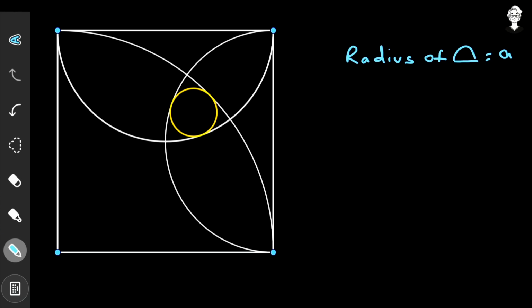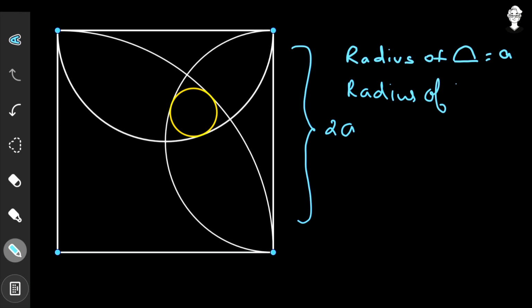Now the only given data is the radius of the semicircle, that is equal to a. So if the radius of the semicircle is a, this means that the diameter of the semicircle is going to be 2 times a, and this length is ultimately the side of the square. And now we can say that the radius of this quarter circle is also equal to the side of the square. So from here we have got that the radius of the quarter circle is going to be equal to 2 times a when the radius of these semicircles is equal to a.